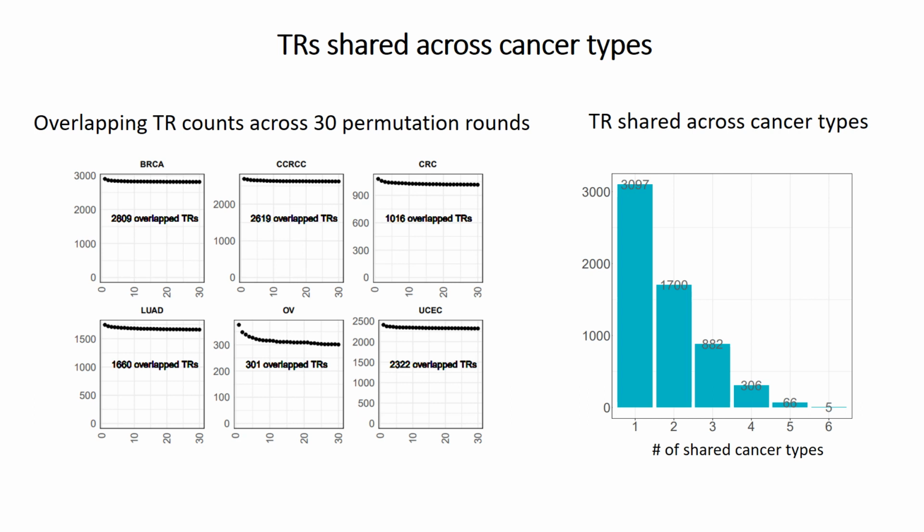Here are our predicted translation regulators across cancer types. There are thousands of translation regulators for each cancer type, except for ovarian cancer, and some translation regulators are shared across different cancer types.